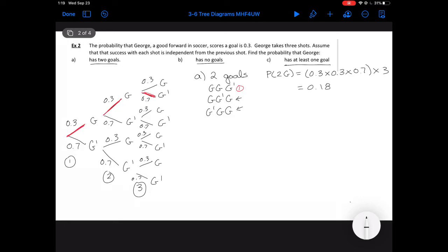We've got decimals, so we can give our answer in decimals according to 3 significant figures. So his probability of getting 2 goals is about 0.189 or about 20%.